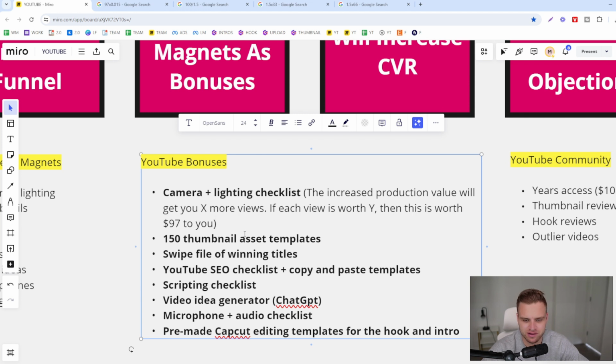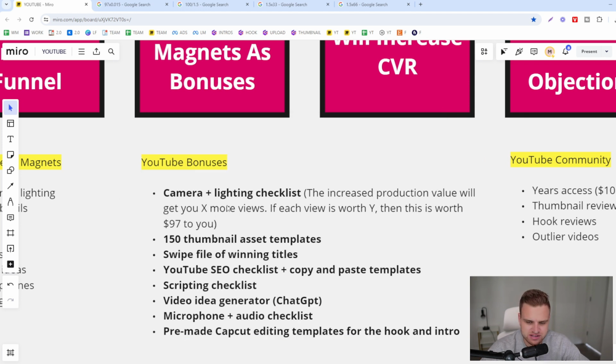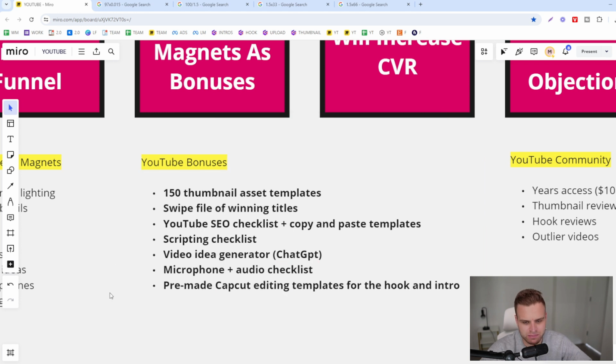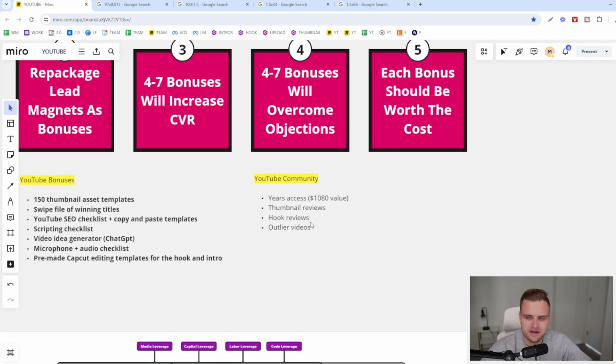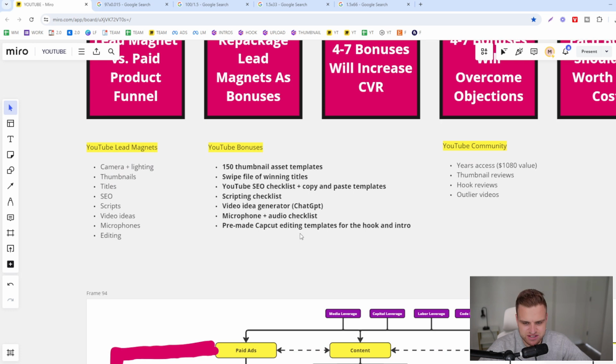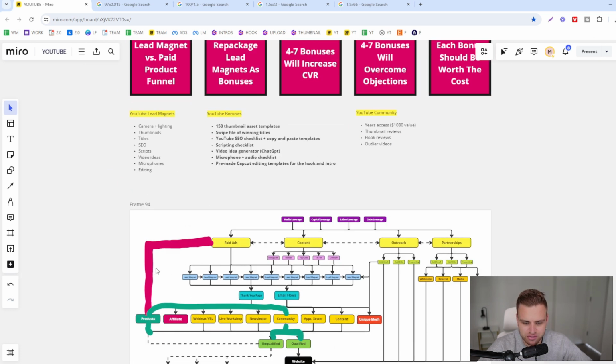It's not going to work. You have to be able to explain why each of these bonuses is worth it. And if you can't, then you hit the delete button. You don't include it, or you try to combine it with a different one, or you try to reframe it a little bit. But it's very, very important that you use logic and reason to explain why it's worth the cost, because that's what's going to really increase your conversion rate.